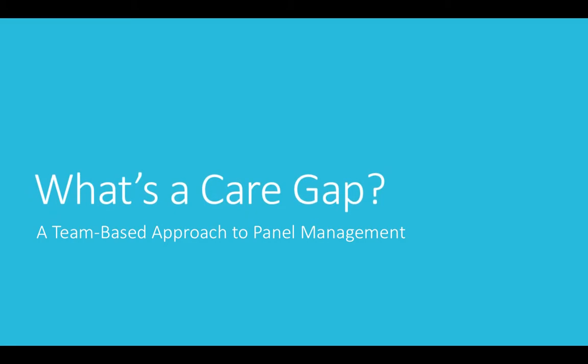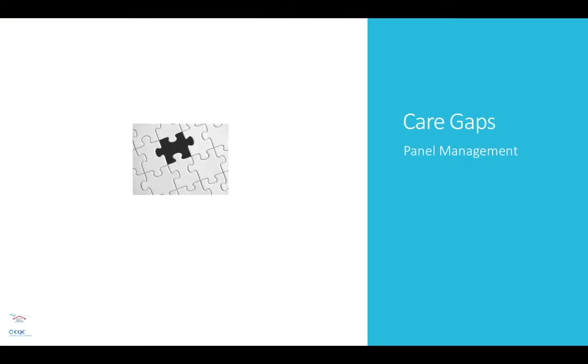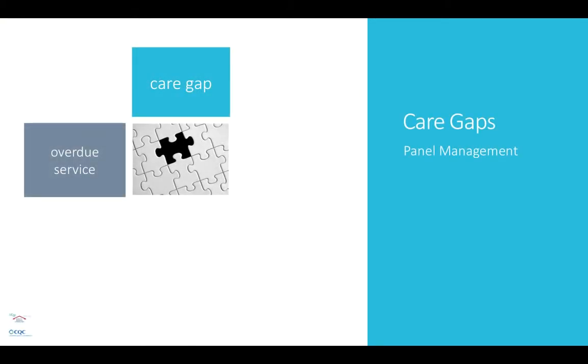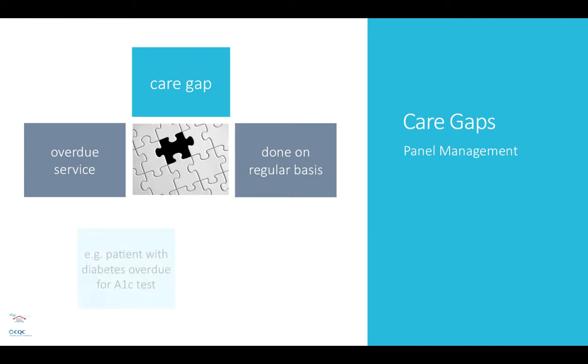A care gap exists when a patient is overdue for a service that should be done on a regular basis. For instance, according to the American Diabetes Association guidelines, a patient with poorly controlled diabetes should have an A1C test every 3 months. A care gap means that the patient is overdue for the A1C test. This is called a process care gap. We can close the care gap by having the patient come to the lab for an A1C test.